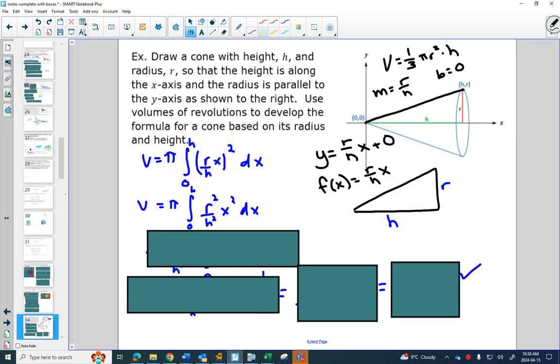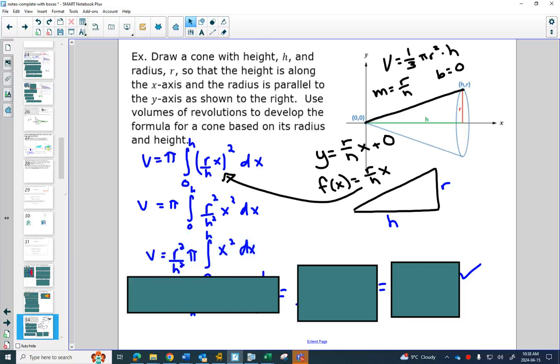My y-coordinate is always going to be r over h times whatever the x-coordinate is, and then we can take that and plug that into the equation there. So now I've got my integral set up. I want to find the volume of revolution from 0 to h. Here's my y-function, my f of x gets squared.